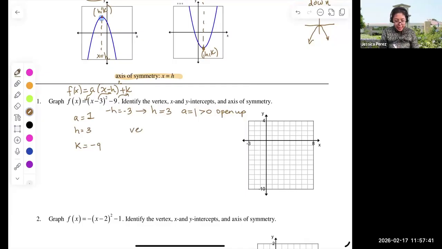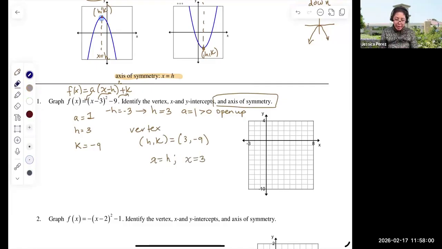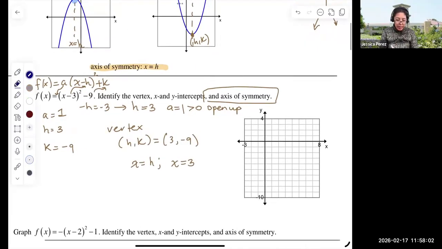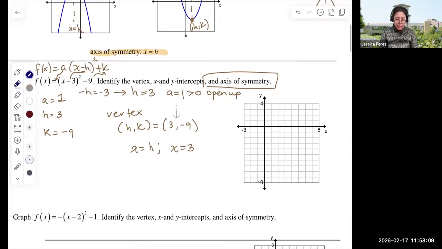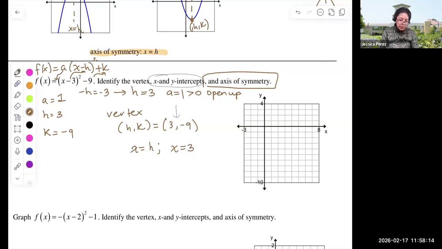So my vertex is h comma k, which is 3 comma negative 9. My axis of symmetry is x equals h, and in this case, x is equal to 3 because h is 3. So let's go ahead and graph it. What do we know? We know that our parabola will open up and we have a vertex of h and k. What else are we missing? We're missing the x and y intercepts because we're interested in graphing.